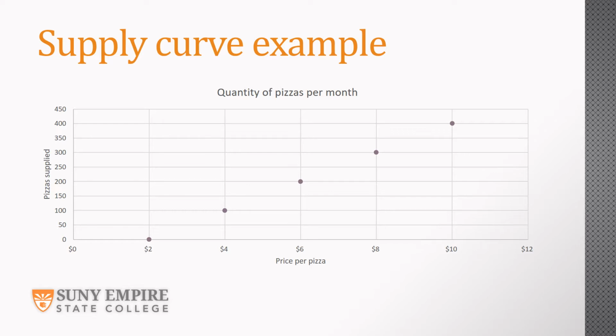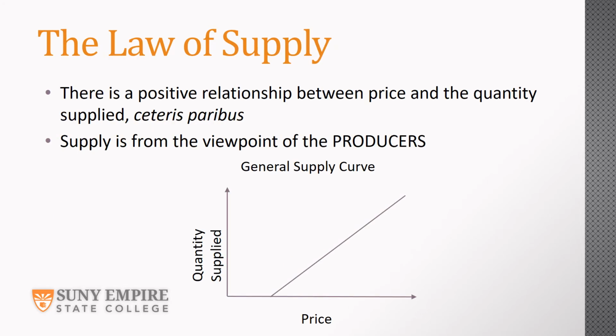Note that the minimum supply price would be $2 per pizza, since there would not be any pizza supplied at that price. Connecting the points of data, we form a line that points upward. So the higher the price, the more pizzas supplied. This sets up the law of supply, that there is a positive relationship between price and quantity supplied, ceteris paribus. So long as all other factors remain the same, if selling price increases, so will the quantity supplied.